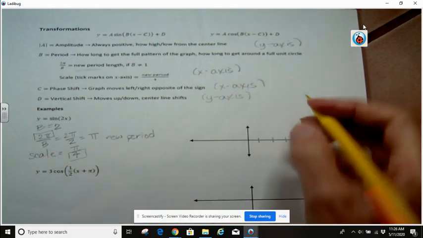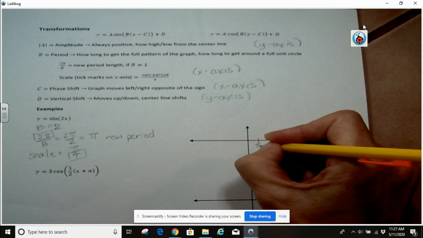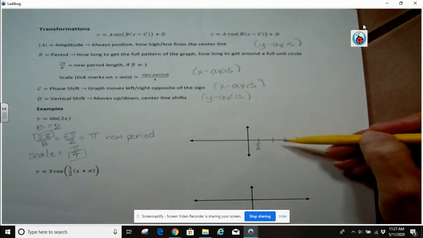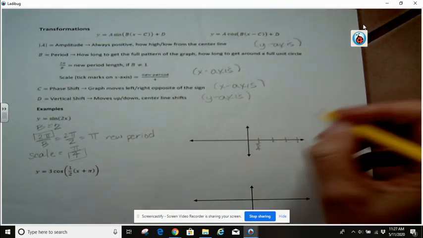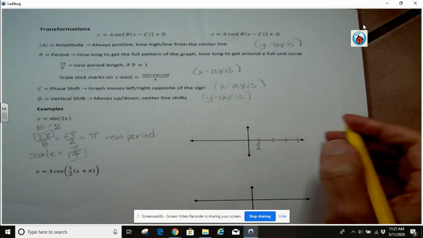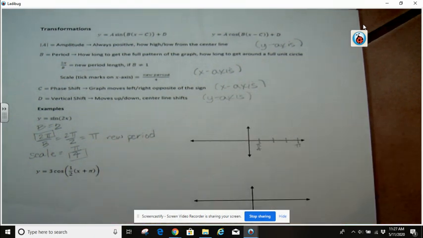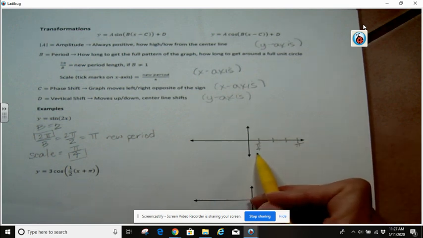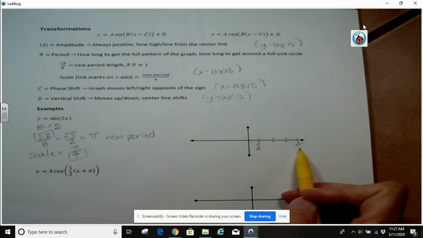So if the scale is pi over 4, that's how we want to count out our x-axis. So this would be pi over 4, and then that's 1 pi over 4. So you want to do 1 pi over 4, 2 pi over 4, 3 pi over 4, 4 pi over 4. To kind of make sure you're on the right track, whatever you said the new period is, that should be the 4th thing labeled. But this is what you're counting by. So this is 1 pi over 4, 2 pi over 4, 3 pi over 4, 4 pi over 4.